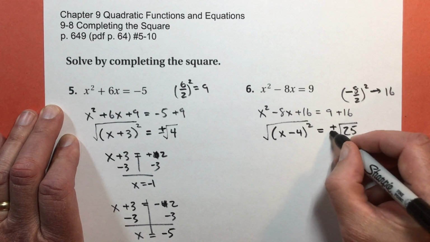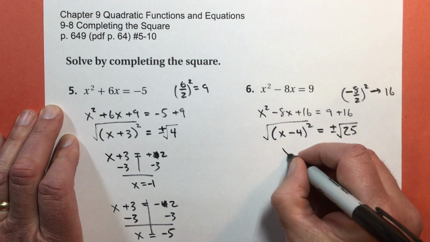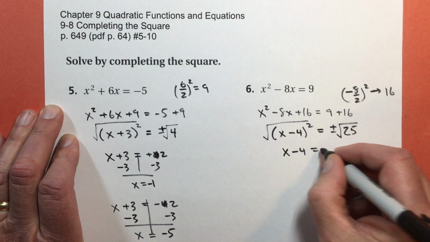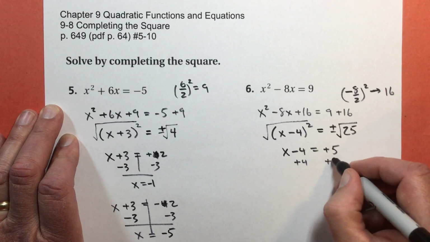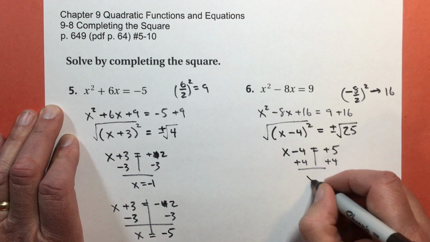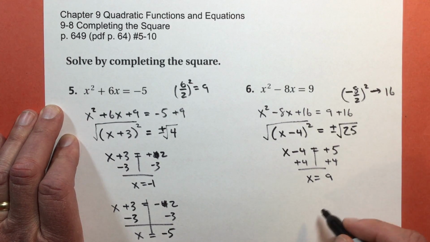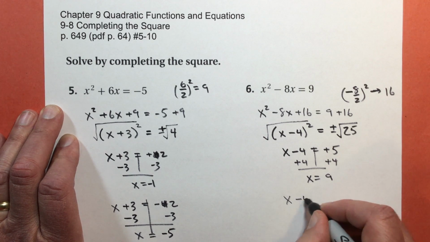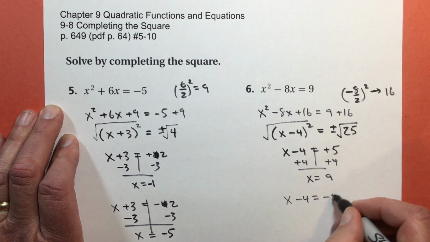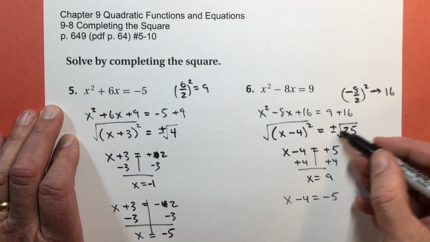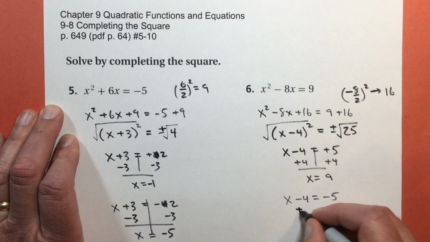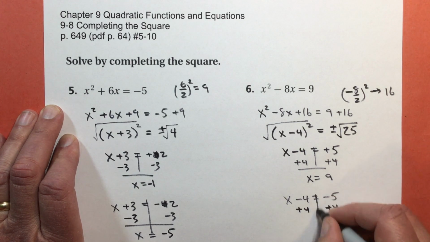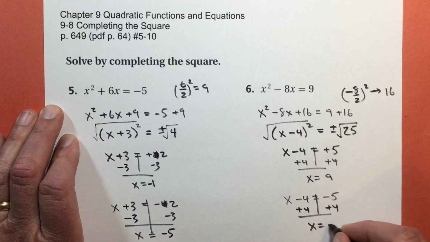Take the square root of both sides. That's what I'm doing now. And I get x minus 4 equals positive 5. Keep solving by adding 4, and I get x equals 9. The other equation is x minus 4 equals negative 5, because the negative square root of 25 is negative 5. So I add 4 again, and I get x equals negative 1.